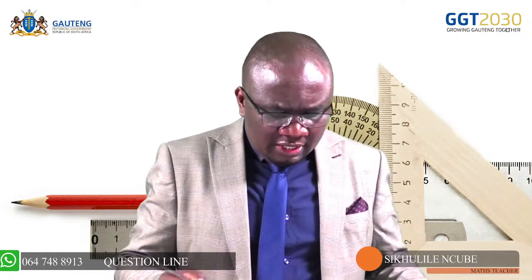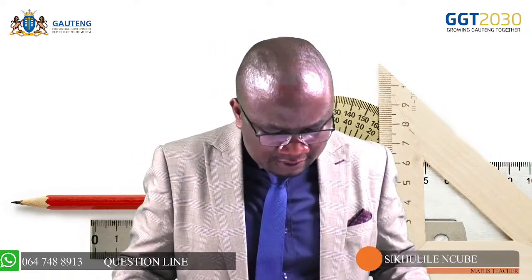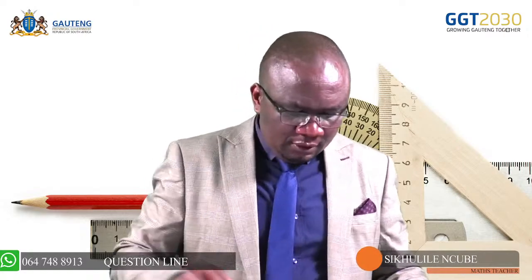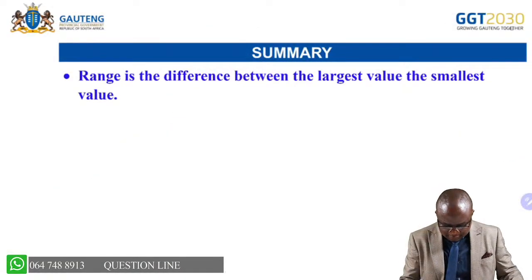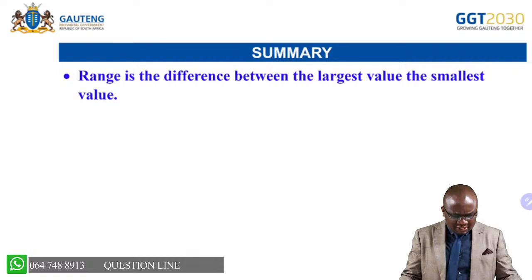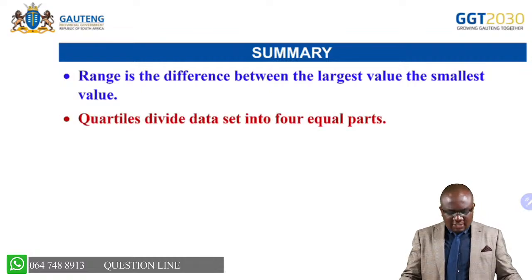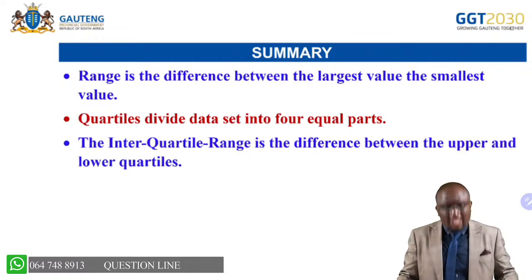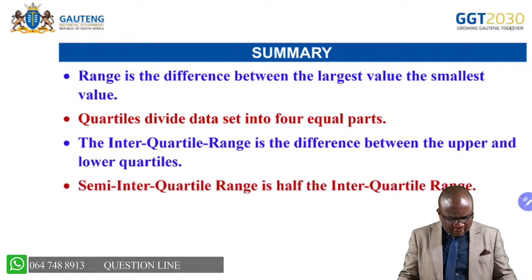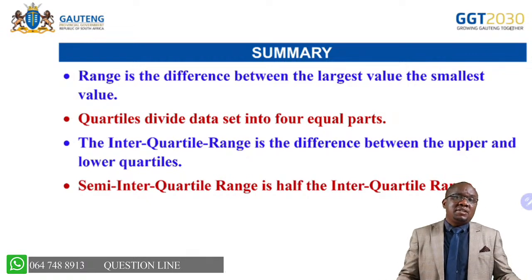Oh, here. Right, okay. This is activity 2. Let's go there, and then let's summarize. The range is the difference between the largest value and the smallest value. Quartiles divide the data set into 4 equal parts. And then the interquartile range is the difference between the upper quartile and the lower quartile. And then the semi-interquartile range is half the interquartile range. So divide the interquartile range by 2.